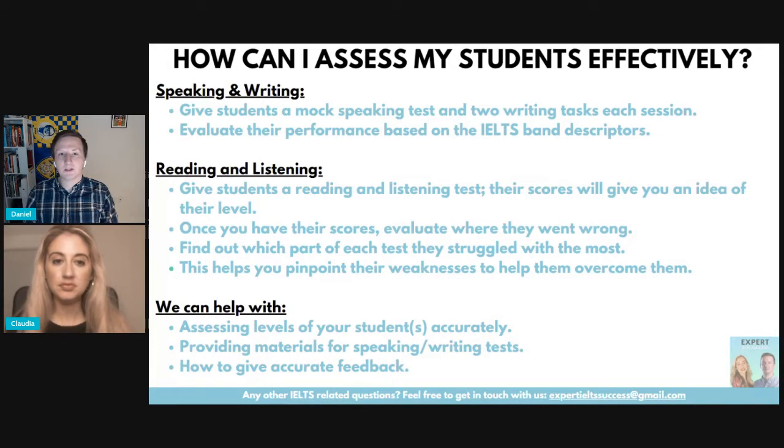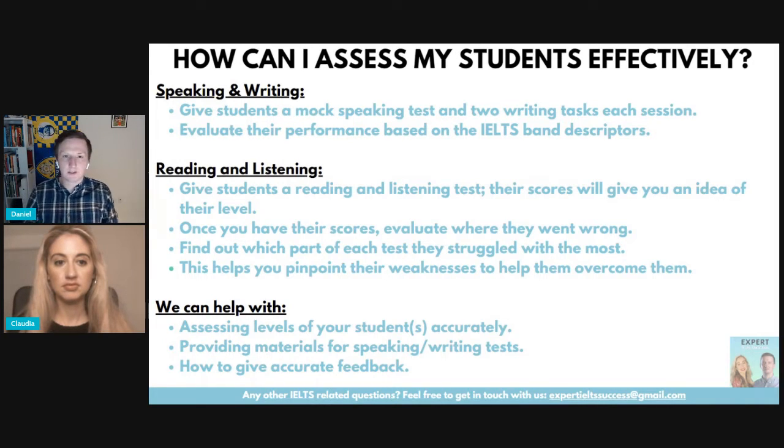And then you can obviously evaluate performance based on IELTS band descriptors. So you can do a mock speaking test, give them feedback based on that speaking test. Then you can look at the writing and give them feedback based on the writing descriptors. Just base it on that. They know exactly what they need to do, how they need to improve, and then we can go from there.